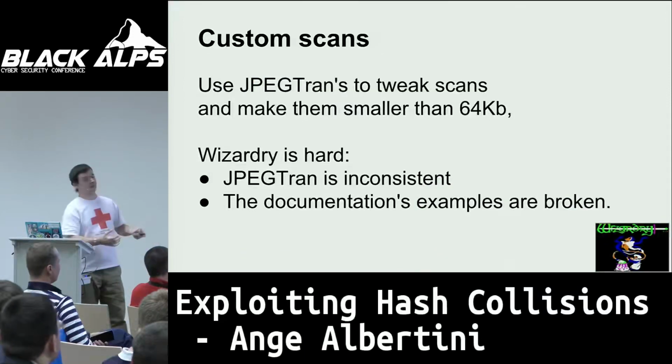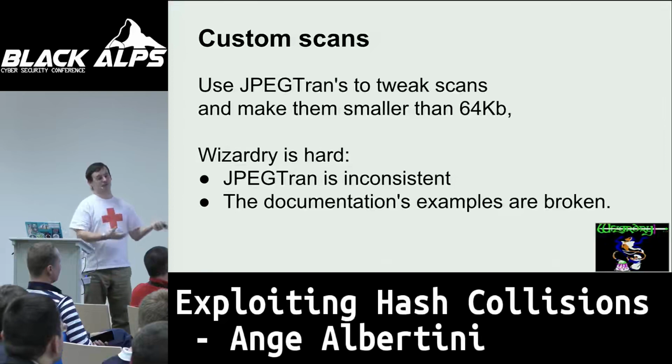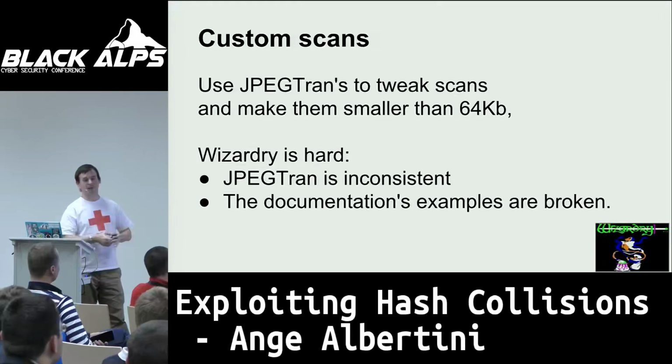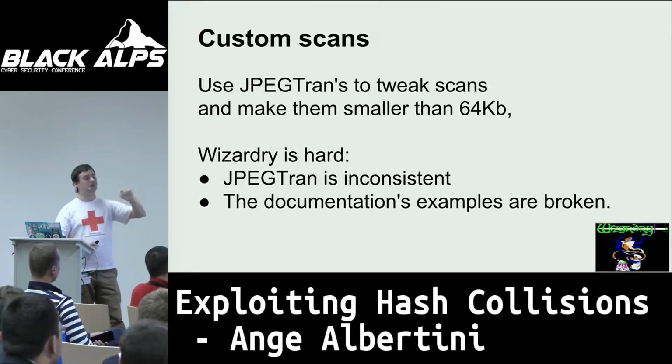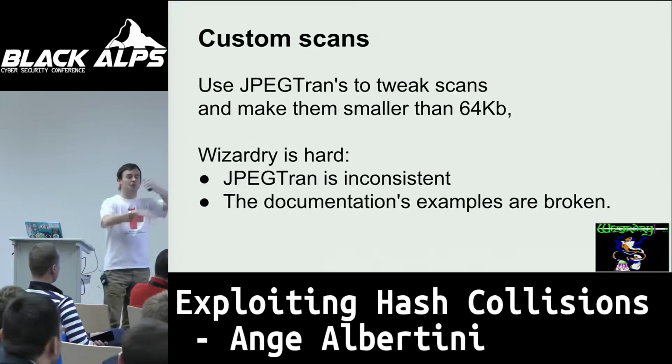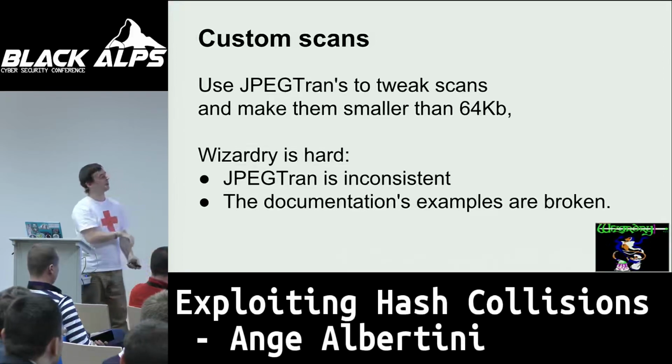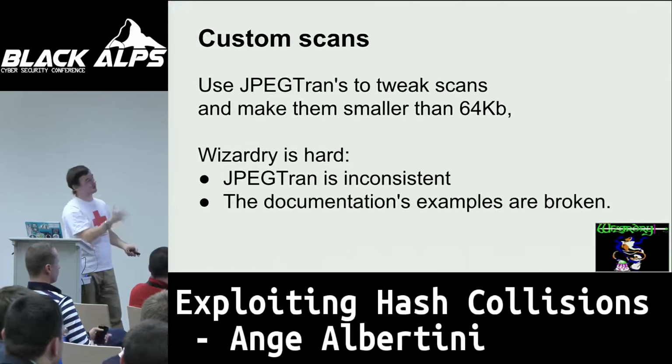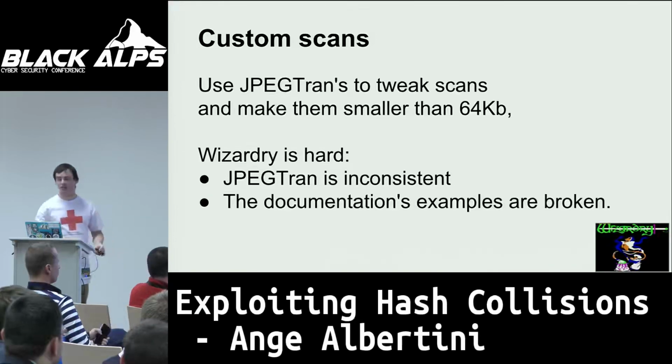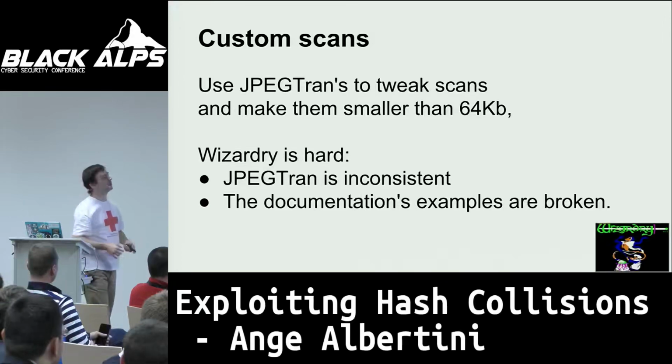With jpegtran, if you want to do wizardry, you can specify by hand each of the scans, and customize so that one scan doesn't contain the whole information, 64 bytes, but maybe 1 bit. In this case, you can split, and have a bigger picture where each of these scans is smaller than 64 kilobytes. The problem is that jpegtran is a bit inconsistent, and the documentation's example is broken. But you know, wizardry, you have to learn it the hard way.